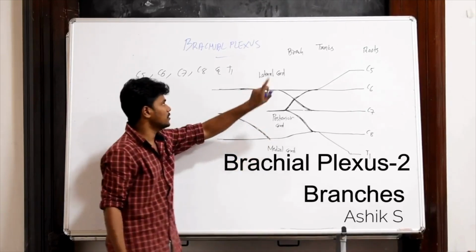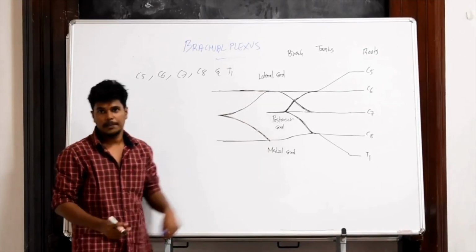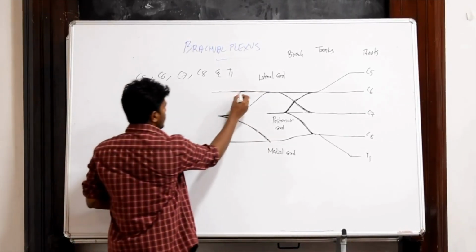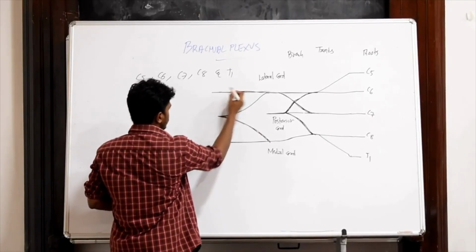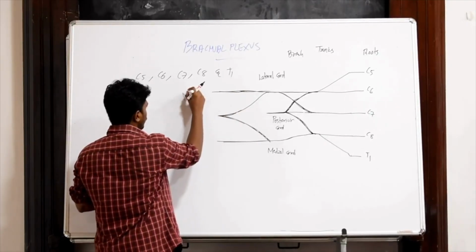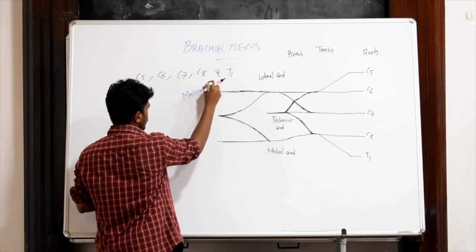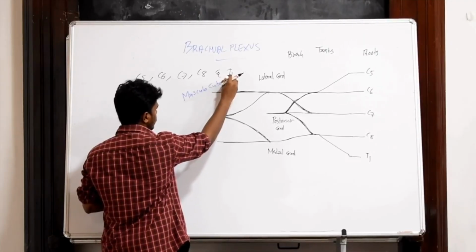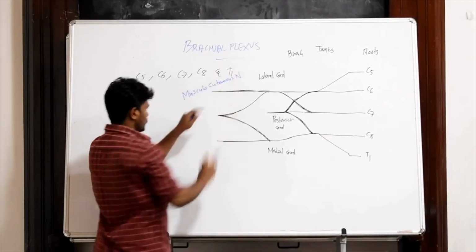We know we have three cords: lateral cord, posterior cord and medial cord. The nerve that is directly coming from the lateral cord is called the musculocutaneous nerve.